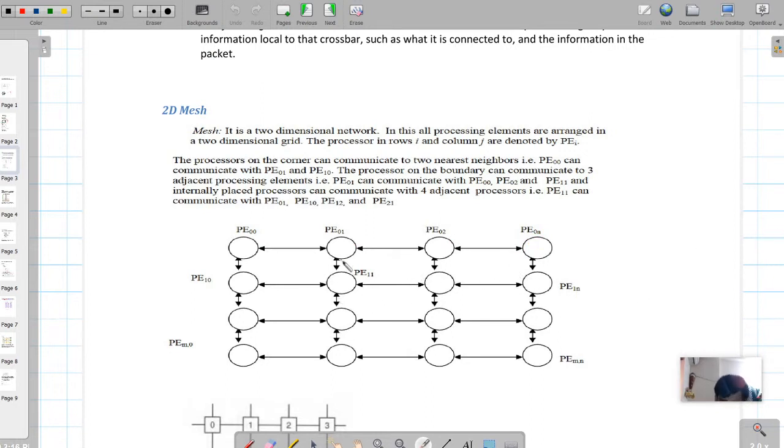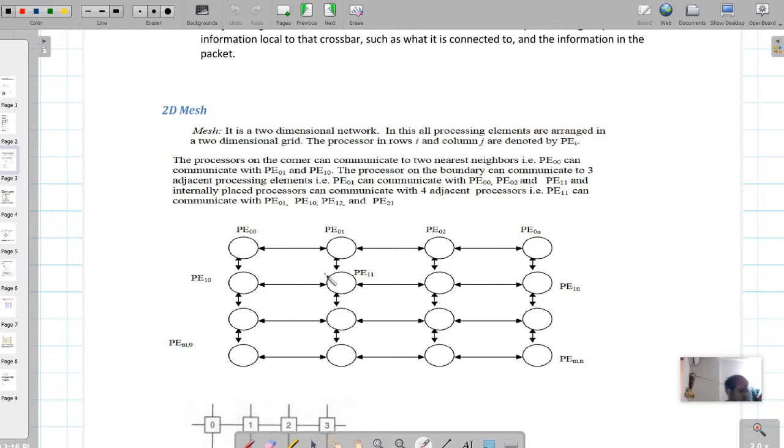So if you look into this grid-like structure, you can see that for a particular node, the maximum degree which is possible is 4. If you look into the middle of the grid-like structure, say PE11, you can see that there are 4 edges connected to this. So in that case, its degree becomes 4.